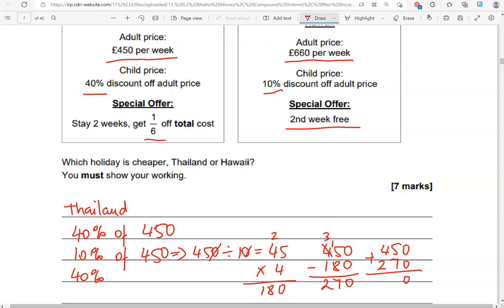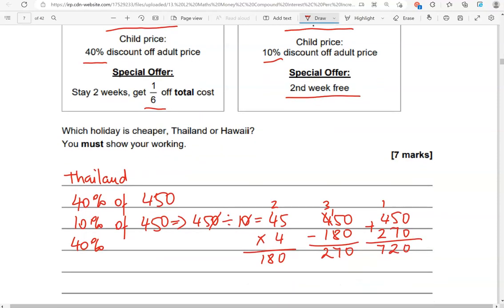So there we have 0, 5 and 7, that is 12, so 2 down, 1 carried over, 4 and 2 is 6 and the 1 is 7. So £720 per week. It's for 2 weeks though, so we're going to double that. So 720 and 720, 0, 4, 14. So that is £1,440 in total for 2 weeks.